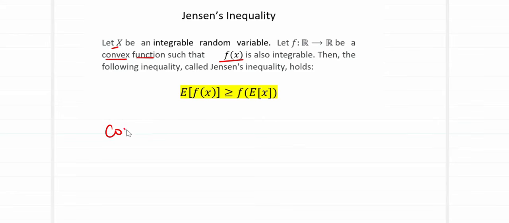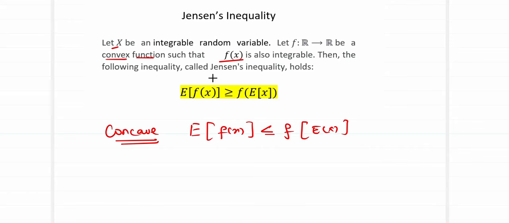If it is for a concave function, then the inequality flips: E of f of X is less than or equal to f of E of X. So this is for your concave function and this is for your convex function. Now Jensen's inequality is mostly for convex functions. So you can just try memorizing this formula for application in your problems.